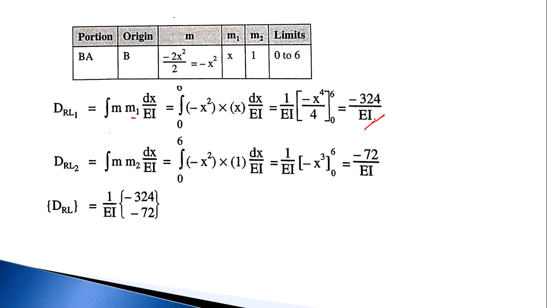Putting in the upper and lower limits, DRL1 is minus 324 upon EI. Then next, calculate DRL2. DRL2 is equal to the integration of M into M2 dx upon EI. We know the value of M is minus x square, and M2 becomes 1. So minus x square into 1 is minus x square dx upon EI. The integration of minus x square becomes minus x cube by 3.